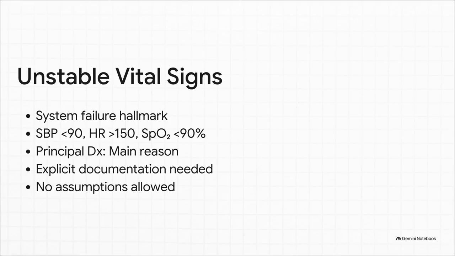Now, for coding, the principal diagnosis must be the main reason for admission, right? And acute conditions always take priority over chronic ones. But here is the absolute rule of strictness you have to live by. Your codes must be based on explicit physician documentation. Zero assumptions allowed. If the doc didn't write it, you absolutely cannot infer it just because you saw a low blood pressure reading in the chart.